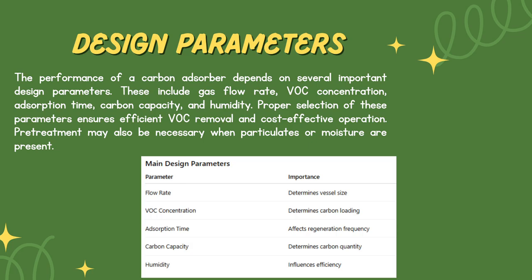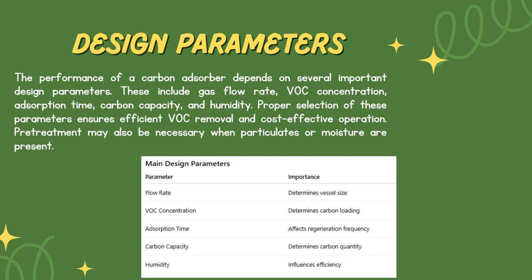And next is about the design parameters. The performance of the carbon adsorber depends on several important design parameters. These include the gas flow rate, VOC concentration, adsorption time, carbon capacity, and humidity. Proper selection of these parameters ensures efficient VOC removal and cost-effective operation. Pretreatment may also be necessary when particulates or moisture are present.